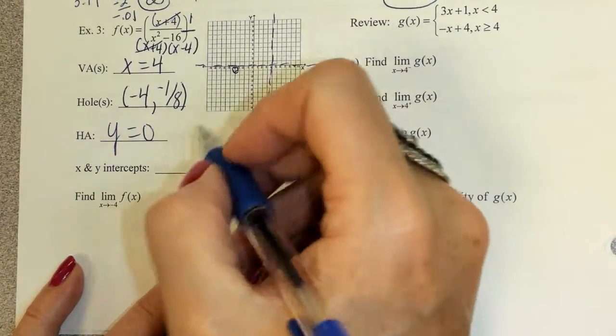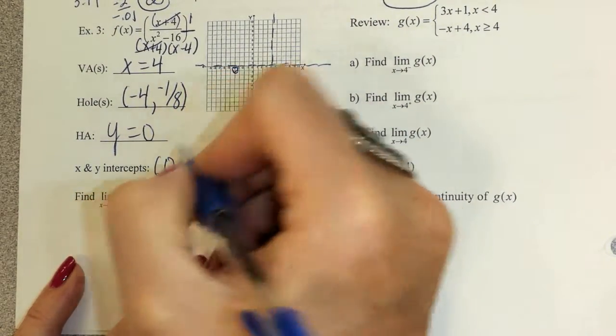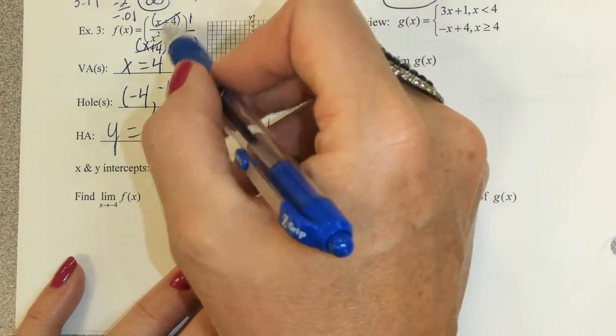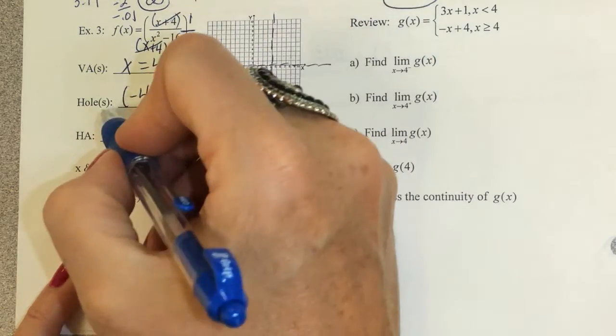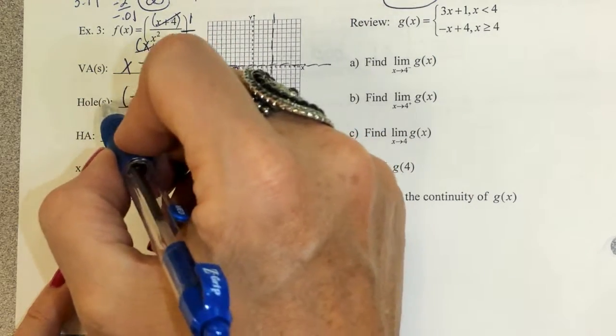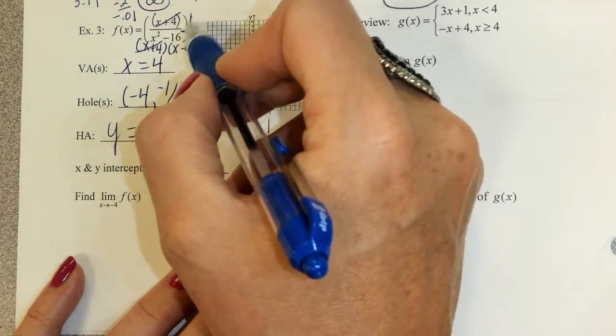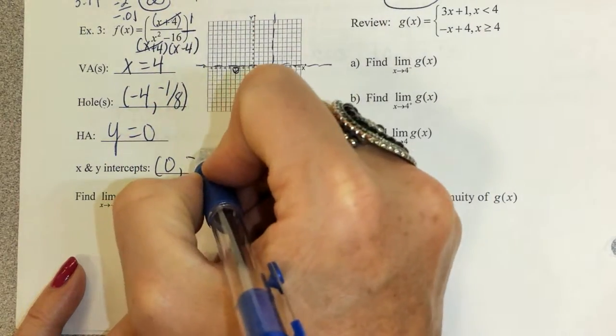I'm going to find any intercepts. I'm going to plug in 0 for x. Here you can go either way on the intercept. The only place you have to use the factored version is when you're finding the hole. Everything else you can do either one, whichever's easier. So I'm going to plug into the factored, it's just quicker.